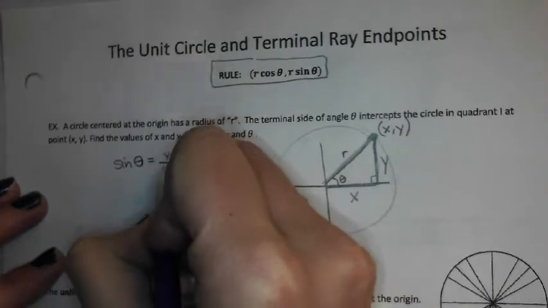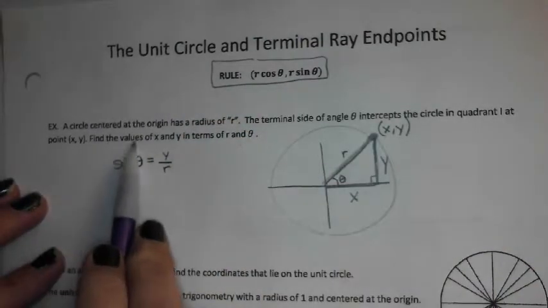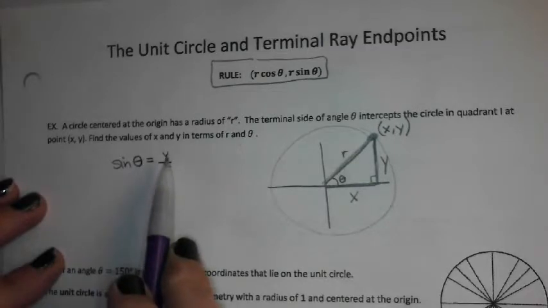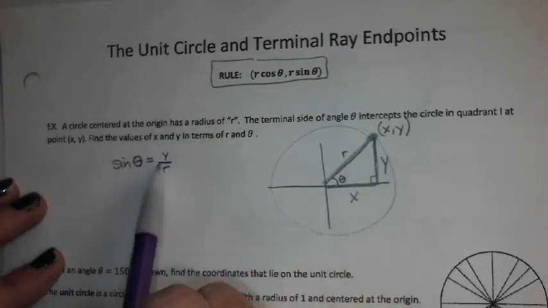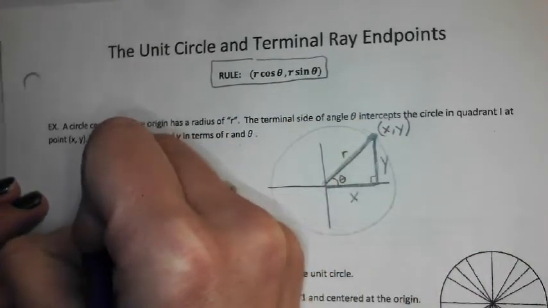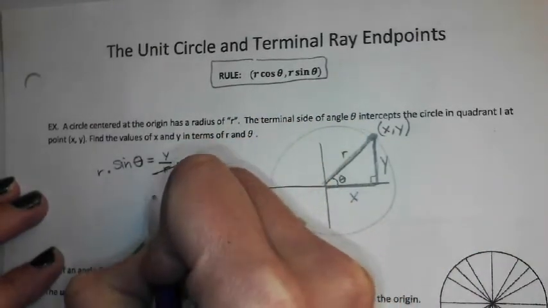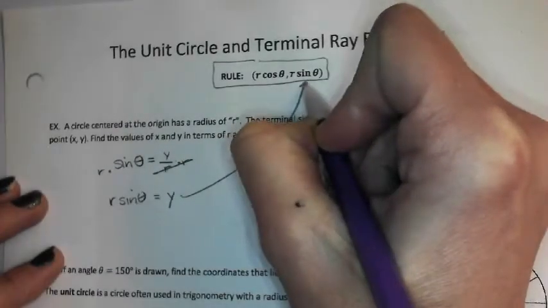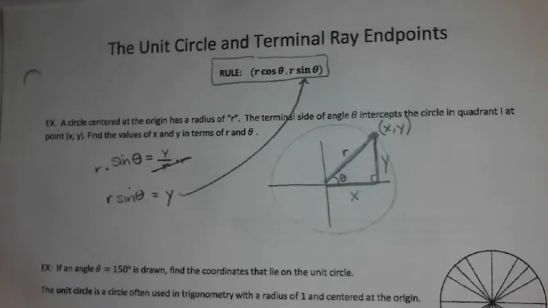Y over r. And this says to find the values of x and y. So we're going to solve for y. How do I get y all by itself? How do I undo dividing by r? Multiply both sides by r. So that'll cancel and you'll get y equals r sine theta. That's where your y coordinate equaling r sine theta comes from.